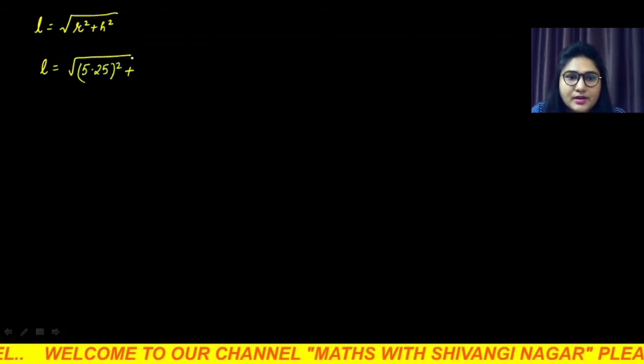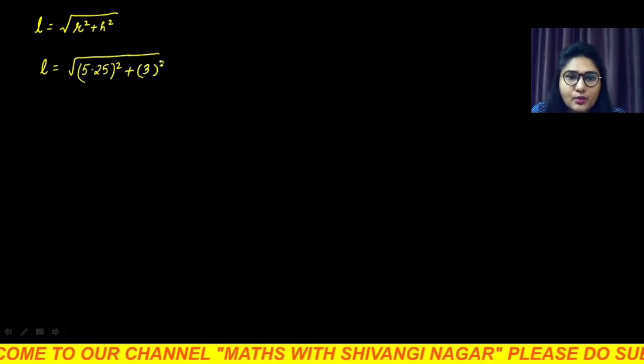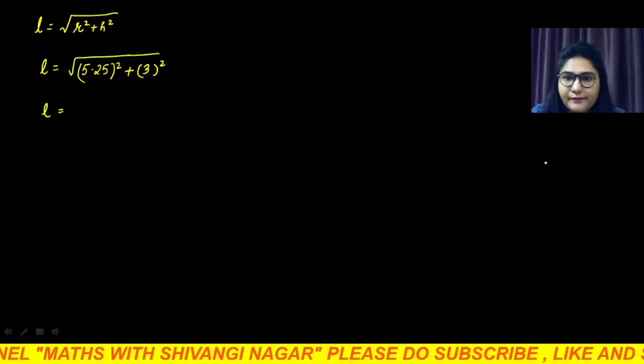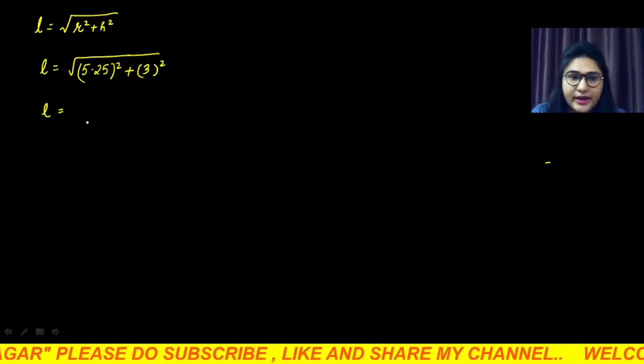So here first we will calculate the L. L is under root of R square plus H square. The R value is 5.25, so 5.25 whole square plus H, which is 3 square. Now let's find out 5.25 whole square. So 5.25 whole square is how much? 27.5625. I have already calculated it here.